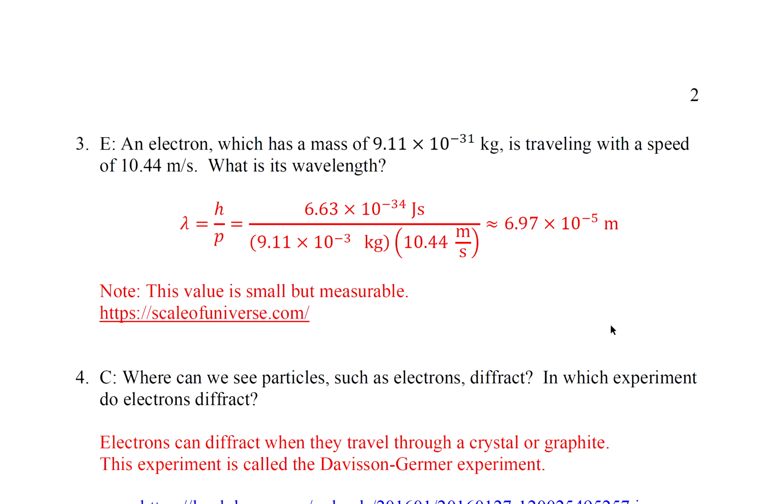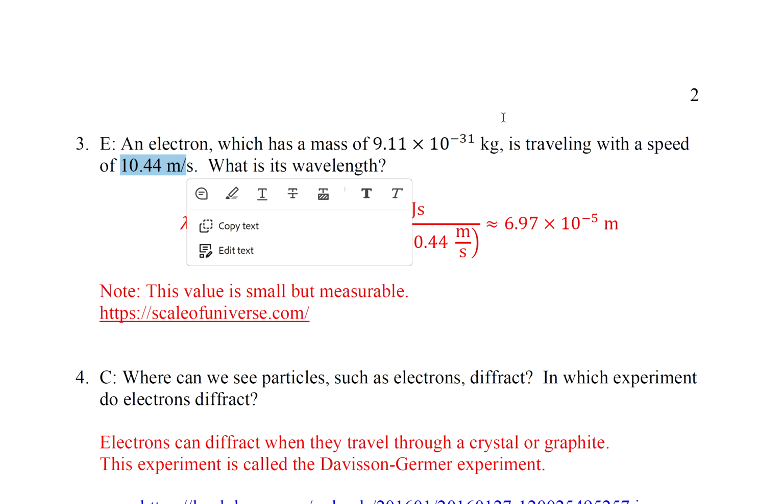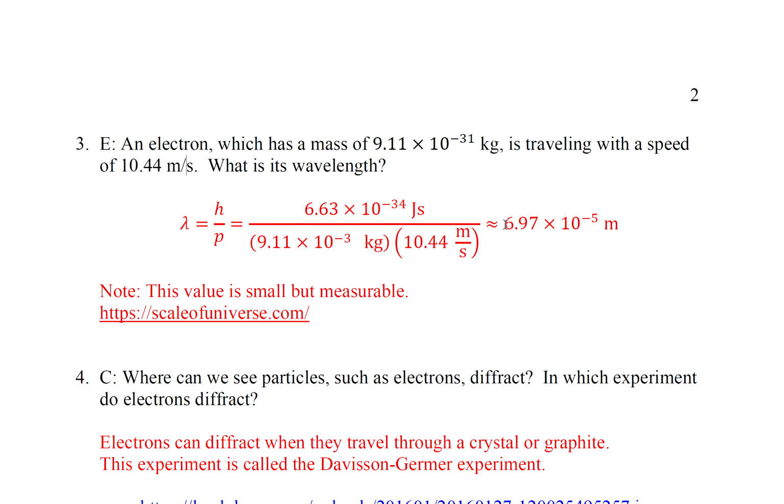Question 3. An electron which has a mass of 9.11 times 10 to the minus 31 kilograms is traveling with a speed of 10.44 meters per second. What is its wavelength? So it's traveling at the same top speed as Usain Bolt, this electron. We're going to get a wavelength of 6.97 times 10 to the minus 5 meters.